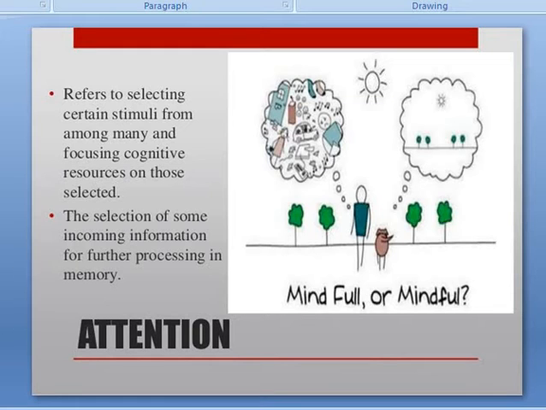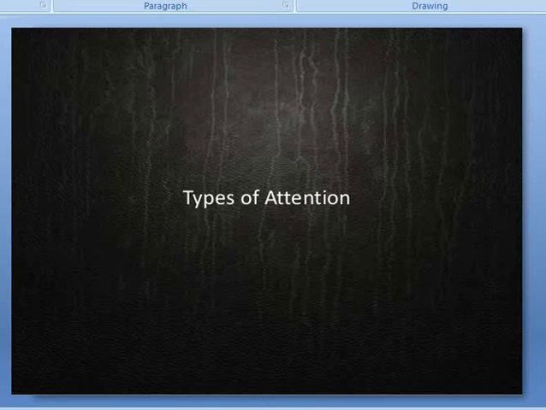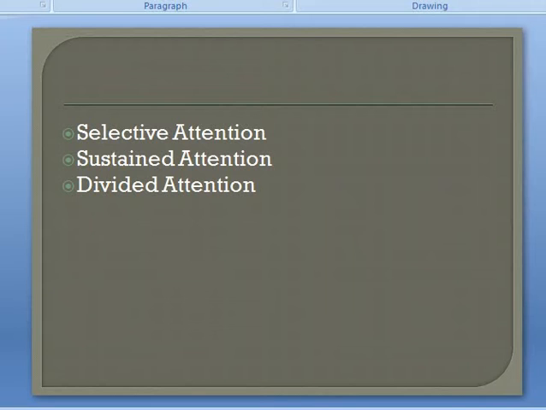Here is about some types of attention. Attention has been classified in a number of ways. A process-oriented view divides it into only two types, namely selective and sustained. But we will briefly discuss the main features of these types of attention. Sometimes we can also attend to two different things at the same time. When this happens, it is called divided attention. So here are three types of attention: selective attention, sustained, and divided.